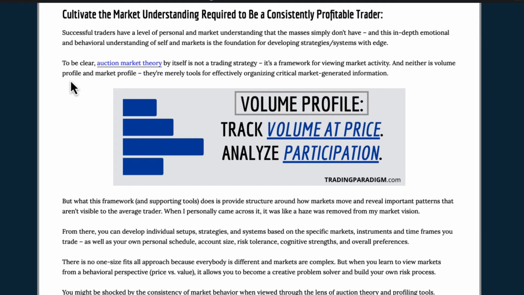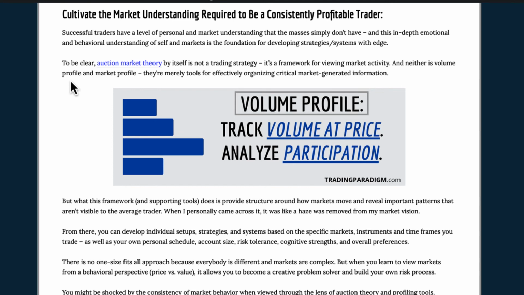With a solid grasp on market dynamics and structure, you can then develop individual setups, strategies, and systems based on the specific markets, instruments, and timeframes that you trade, as well as your own personal schedule, account size, risk tolerance, cognitive strengths, and overall circumstances and preferences. This means that you can build systems that actually fit you, like a real trader, instead of blindly copying alerts, signals, and cookie-cutter technical setups. There is no one-size-fits-all approach with simple price patterns and fixed stop losses and profit targets, like many people in the industry want you to believe. Extracting edge is far more nuanced than that.